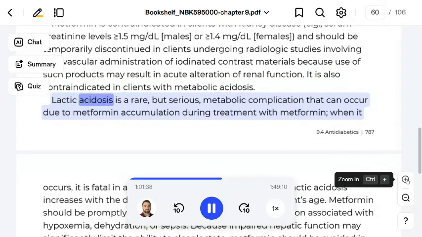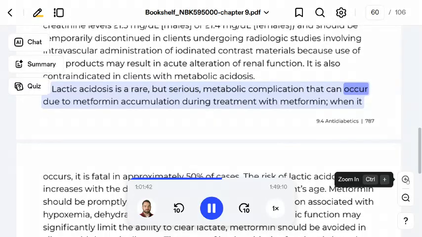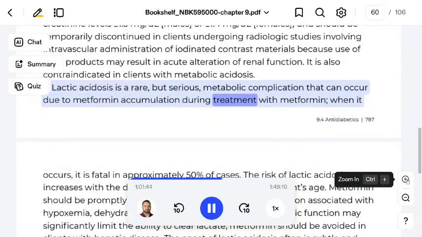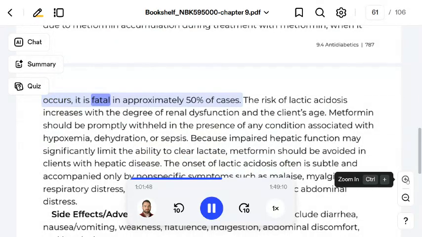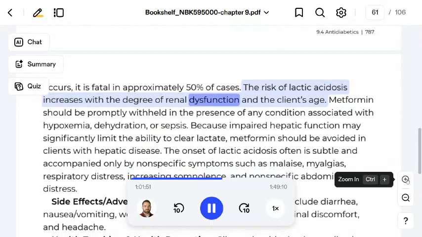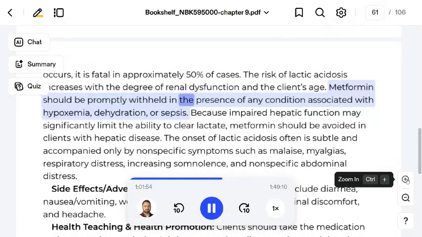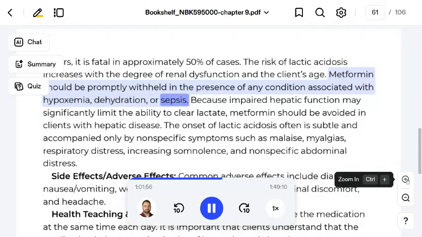Lactic acidosis is a rare but serious metabolic complication that can occur due to metformin accumulation during treatment with metformin. When it occurs, it is fatal in approximately 50% of cases. The risk of lactic acidosis increases with the degree of renal dysfunction and the client's age. Metformin should be promptly withheld in the presence of any condition associated with hypoxemia, dehydration, or sepsis.